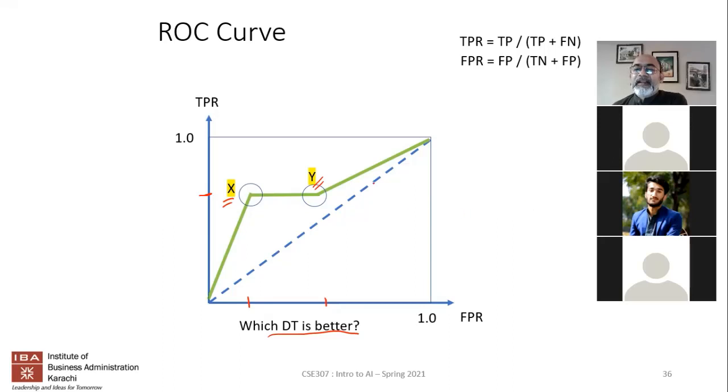Why is it better? So one gentleman thinks that Y is better. Anybody else who disagrees with this gentleman? Can you explain why Y would be better? You basically have the same true positive rate, but your false positive rate is higher. So I think Josefa has just said that X is better. Okay. So can somebody explain why X is better?